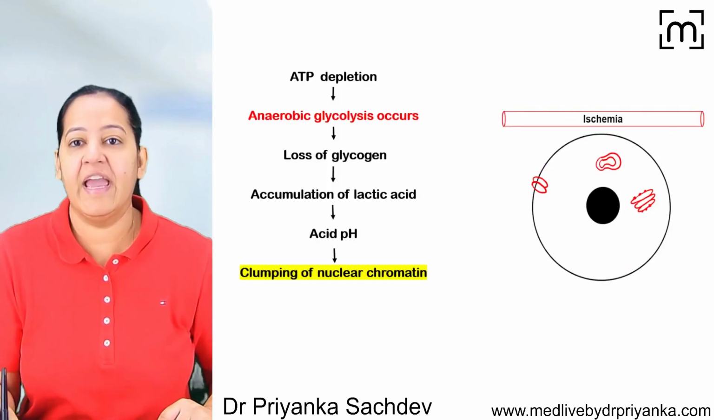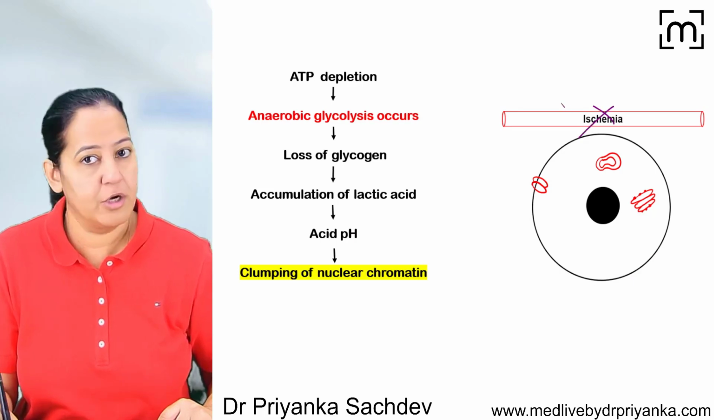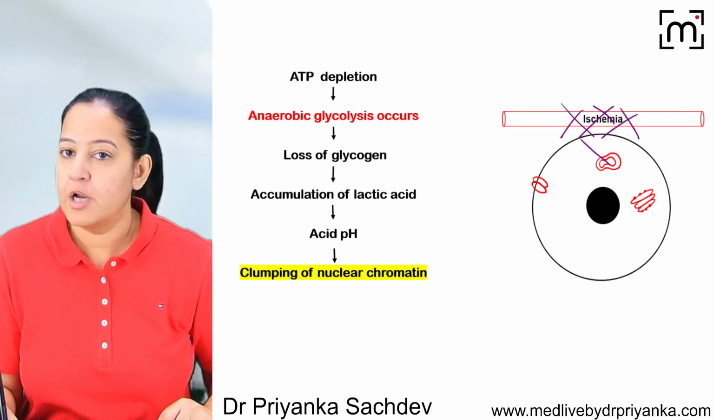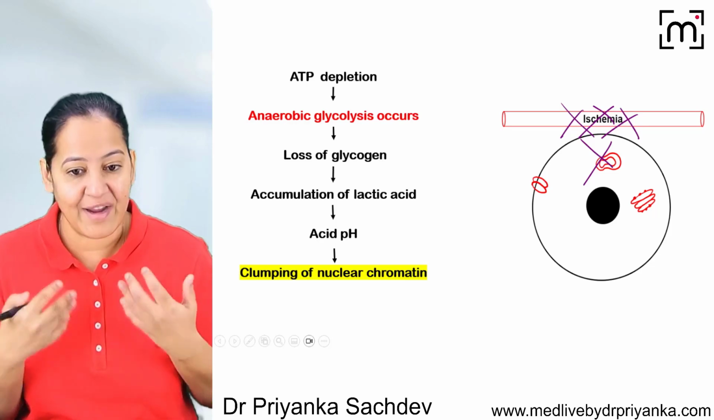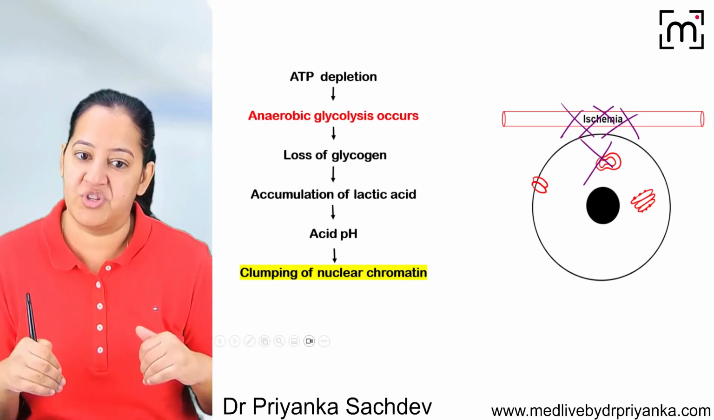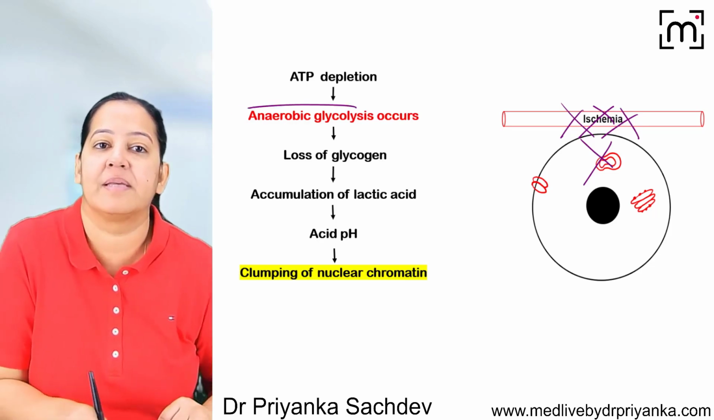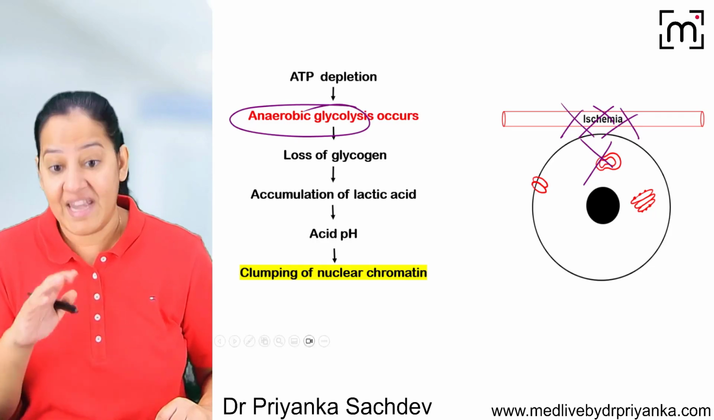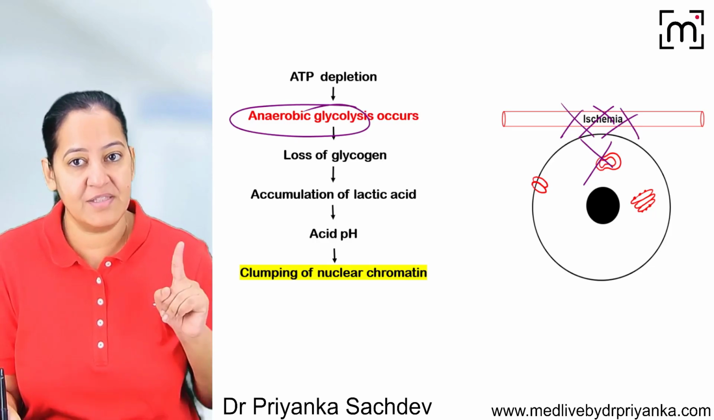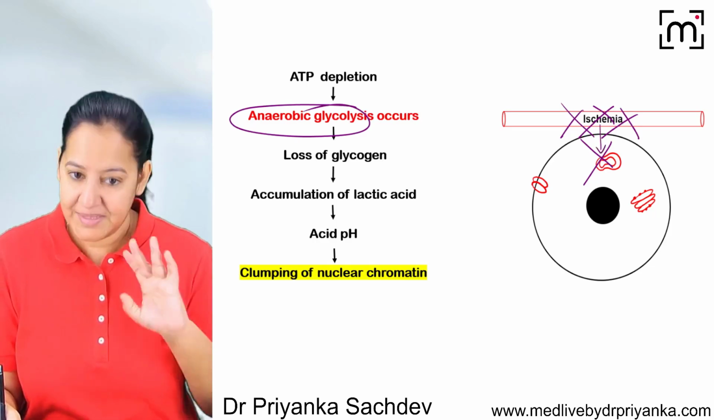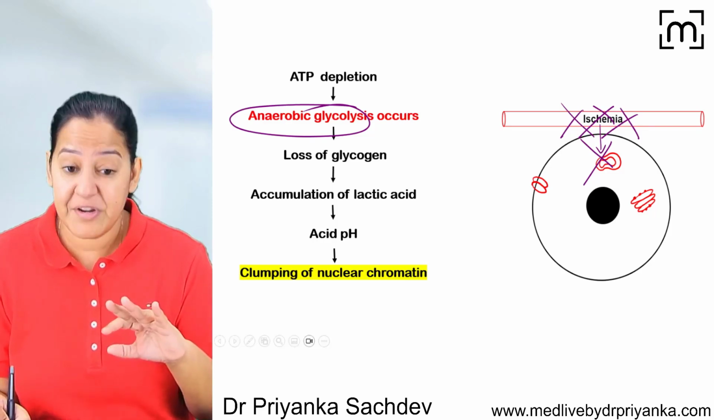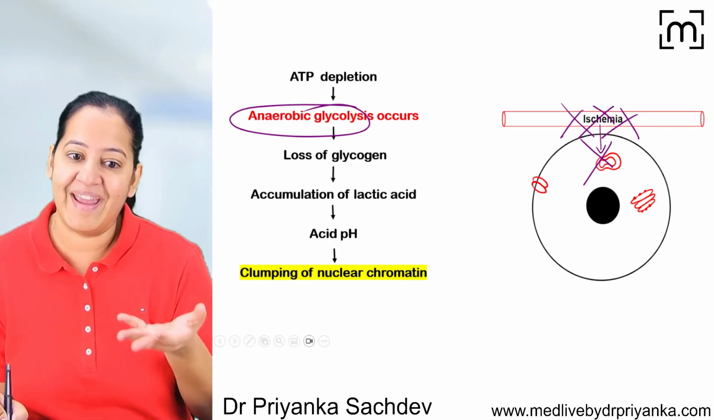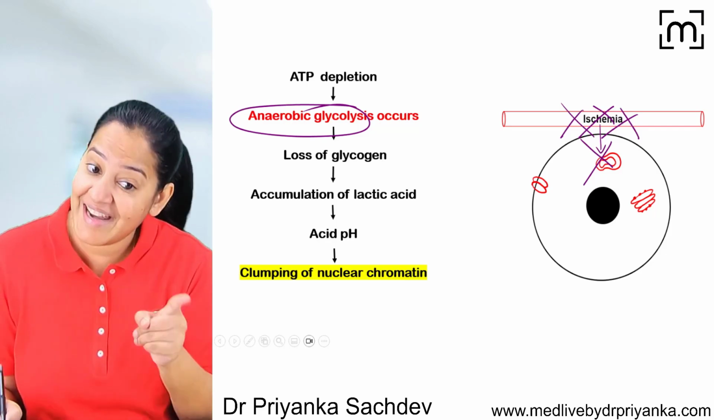The second thing: again, there is ischemia, no blood, no oxygen, no ATP synthesis in the mitochondria. Now the cell will try to synthesize ATP without oxygen. That is anaerobic glycolysis. In aerobic glycolysis, ATP is synthesized in the mitochondria in presence of oxygen, so it is a better way and more ATPs are synthesized. But if oxygen is absent, the cell will try to compensate and make ATP in absence of oxygen. That is anaerobic glycolysis.